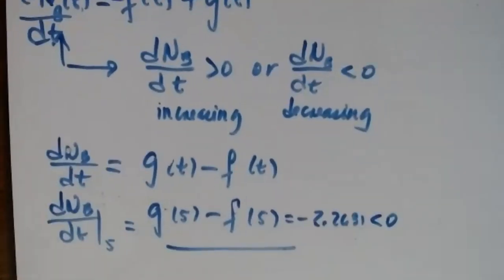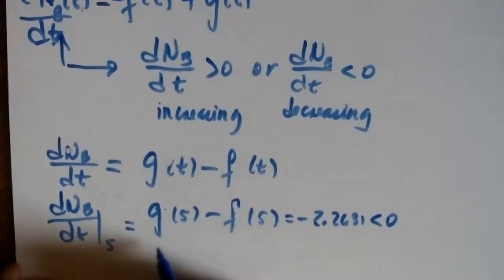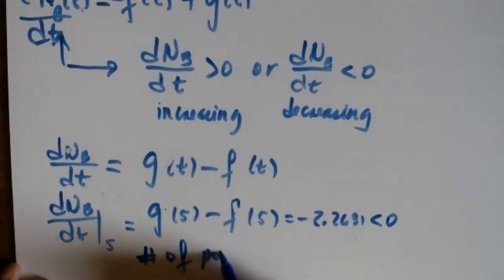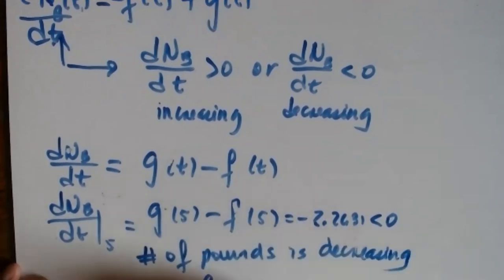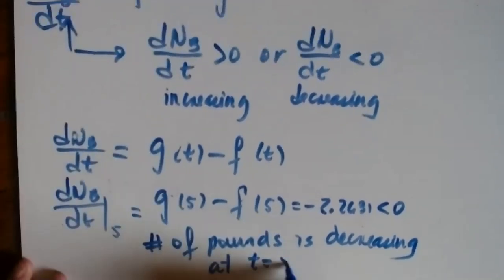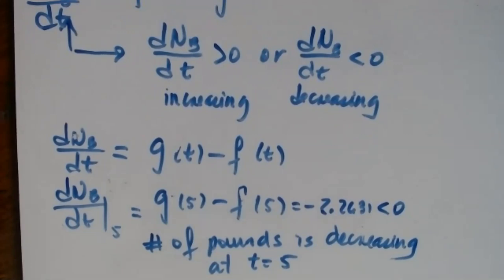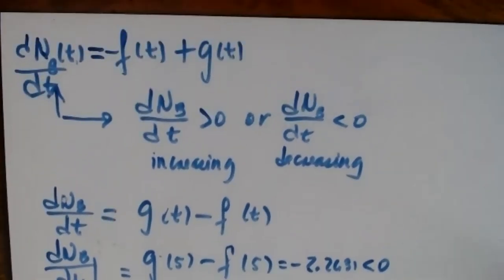So my conclusion is, yeah, ahora sí. My conclusion is what? It's decreasing. Correct. The number of pounds of bananas is decreasing at t equals 5. Because it's negative, correct? Okie dokie.